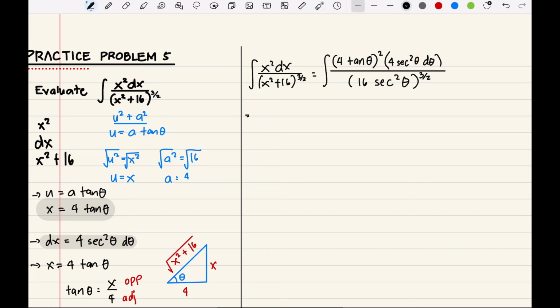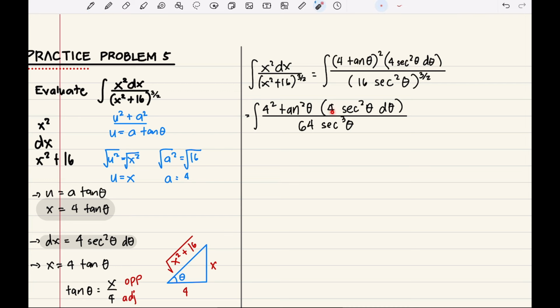So simplifying the integrand, so we have 4 squared and then we have tangent squared theta. Tapos dito we have 4 secant squared theta d theta all over 16 raised to 3 halves, that is equal to 64. And then secant squared, erase natin sa 3 halves. Yung 2 will cancel each other out. So we will be left with secant cube theta. So this is now yung simplification ng ating integrand.